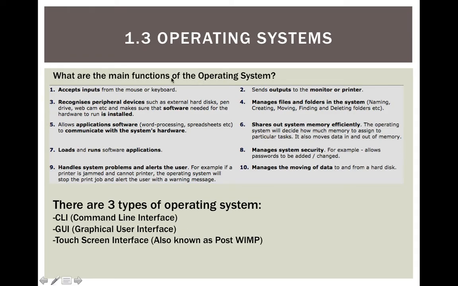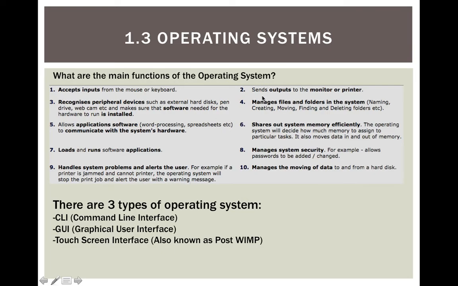But all of these operating systems will have some main functions, and here are the 10 main functions listed. You don't need to know all of them, but be confident in naming at least 2 or 3. So the operating system accepts inputs from the mouse or the keyboard, recognizes peripheral devices like external hard disks, pen drives, webcams, etc., allows application software to communicate with the system hardware, loads and runs software applications, handles system problems and alerts. For example, if a printer is jammed or can't print, the operating system will stop the print job and alert the user with a warning message.